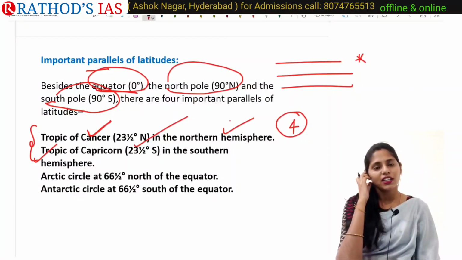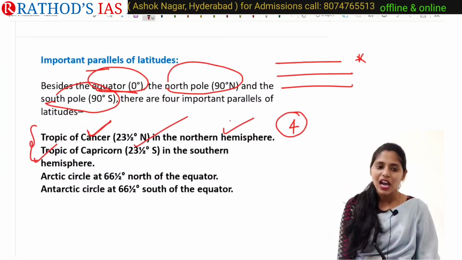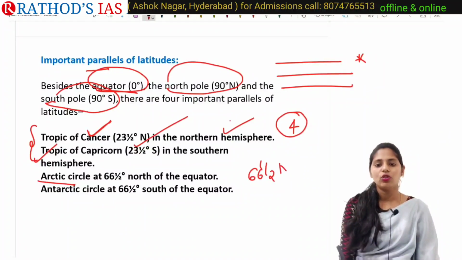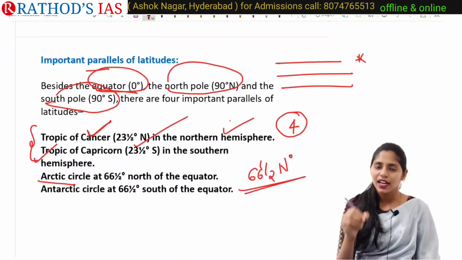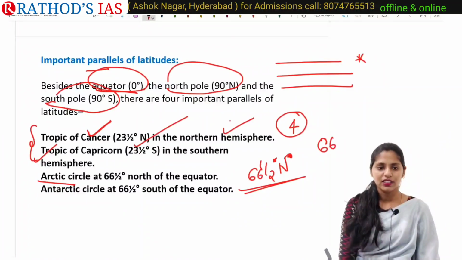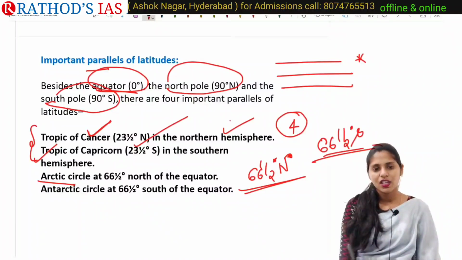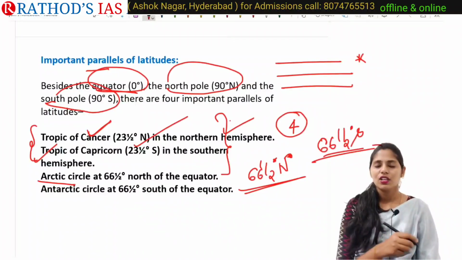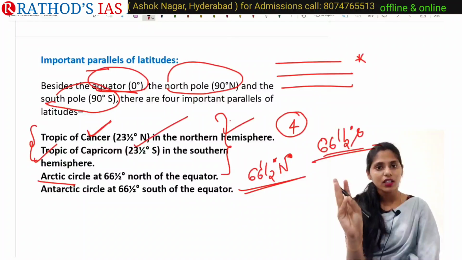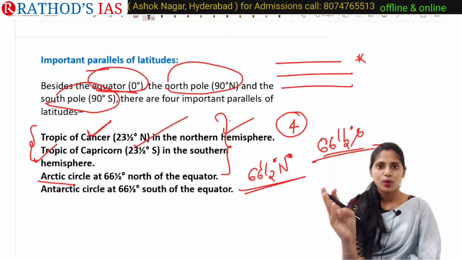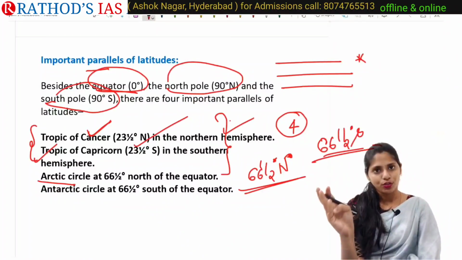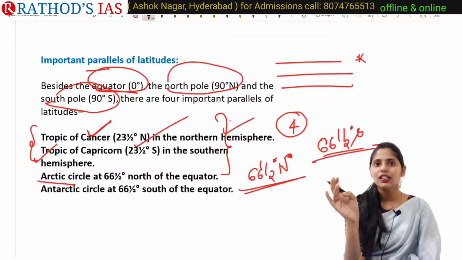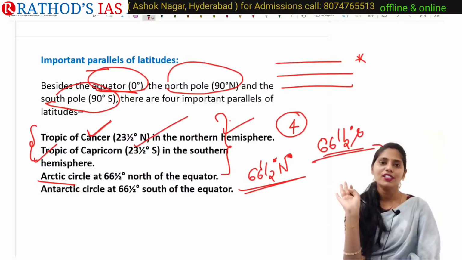Okay, and the other 2 important parallels: the Arctic Circle is at 66.5 degrees north, and the Antarctic Circle is at 66.5 degrees south. So these are the 4 important parallels. You need to remember the equator, the Tropic of Cancer, the Tropic of Capricorn, the Arctic Circle, the Antarctic Circle, the North Pole and the South Pole.